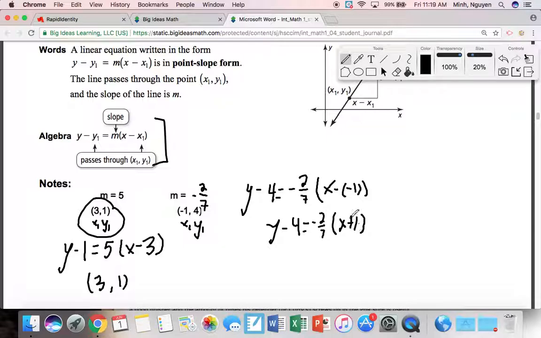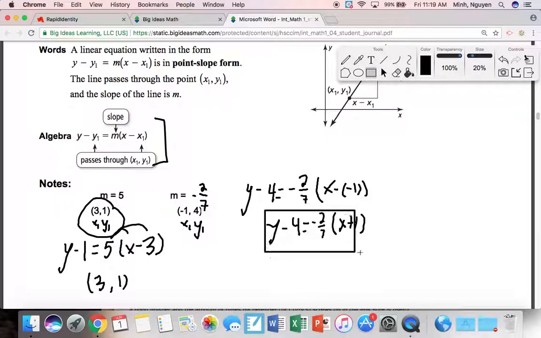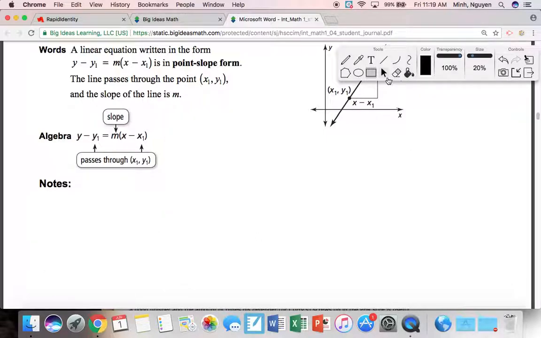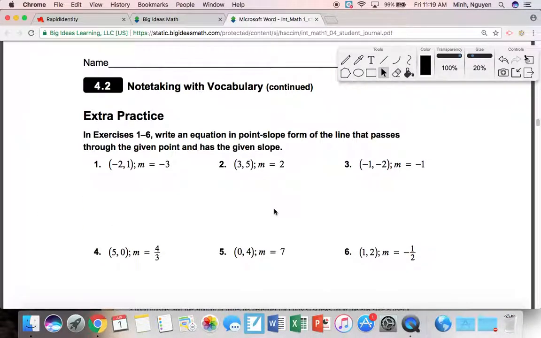So to go from point-slope form to slope-intercept form is pretty simple. You just have to distribute the slope and then isolate y by, in this case, adding 1 or doing whatever you need to do. But just while we're getting started, this is the point-slope form. Y minus y1 equals 5 times x minus x1. Don't worry, we're going to get a lot more examples in this.